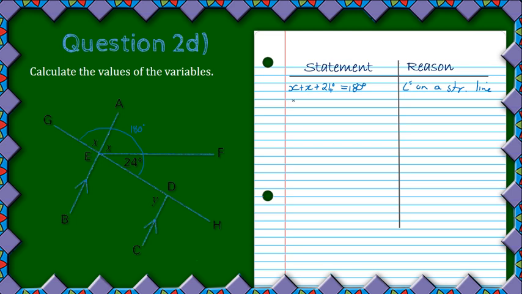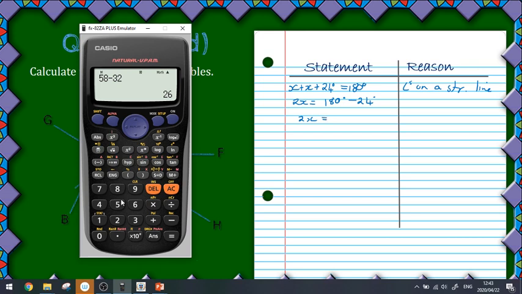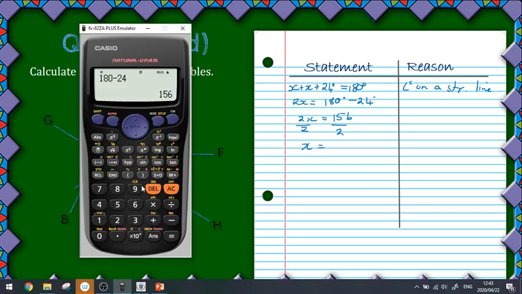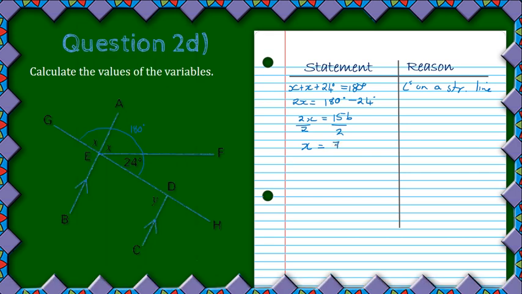And therefore, solving for x, we have 2x is equal to 180 degrees minus 24. So 2x is equal to 180 minus 24, and this gives us 156. And then we divide both sides by 2, and x is equal to 78 degrees. Now for y.